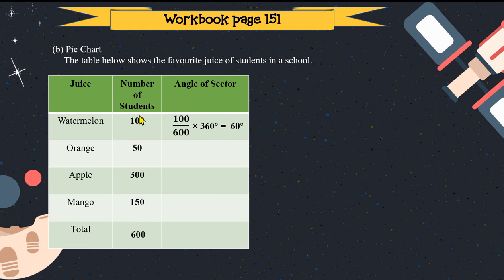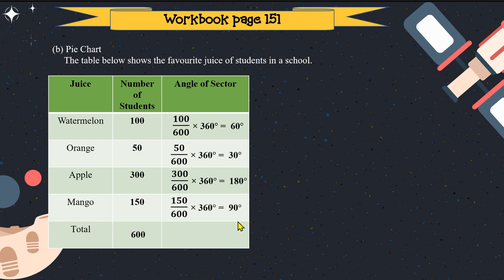So 100, you divide by 600, you times 360, so you get 60 degrees. Okay, same goes to orange. So 50 over 600 times 360, then you get 30 degrees. Apple, you will get 180 degrees, and mango, you will get 90 degrees. So make sure when you add all the sectors here, the total of the sectors is equal to 360 degrees.